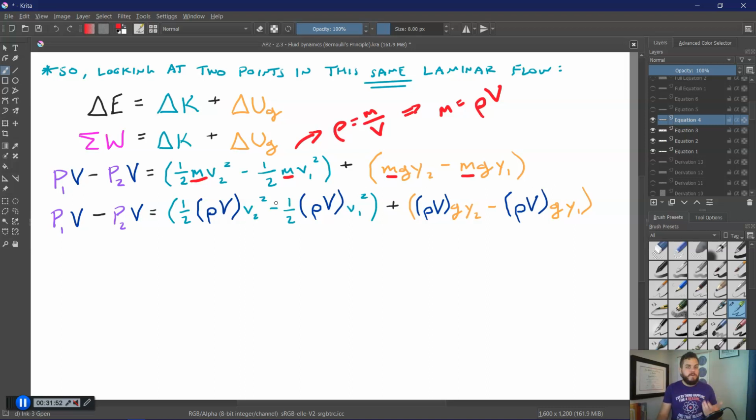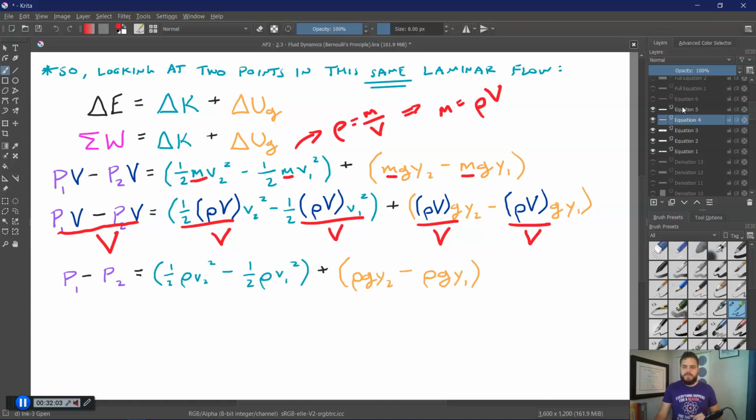Now, looking at this, we may notice that we have volume in every single term. So I'm going to divide every piece here by capital V, note, not lowercase v, which is velocity. We're going to divide everything by capital V, and we are now left with this: P1 minus P2 equals this chunk over on the right.